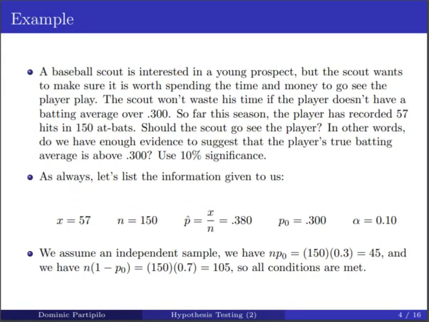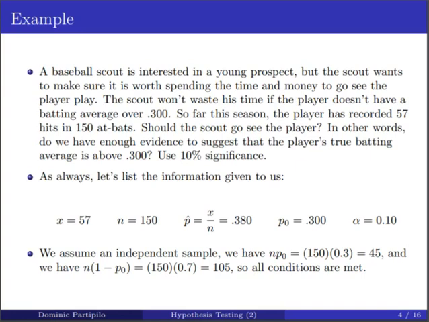So anyway, so far this season, the player has recorded 57 hits in 150 at-bats. So what we need to determine is, should the scout go see the player? Or in other words, do we have enough evidence to suggest that the player's true batting average is above .300? And here we're told to use 10% significance.